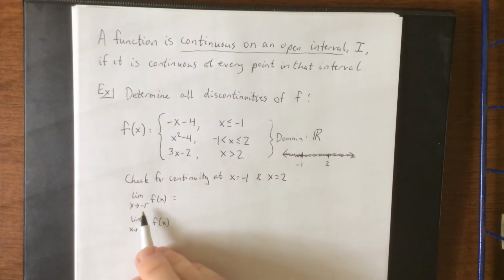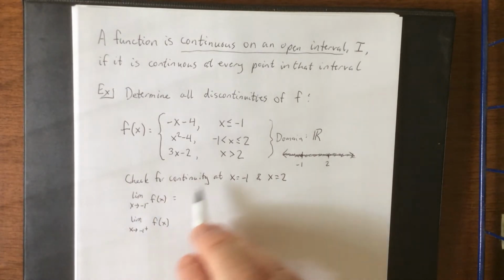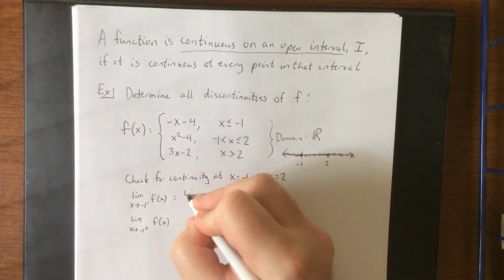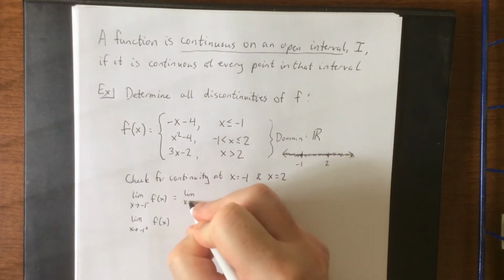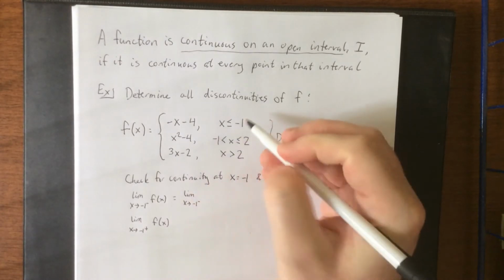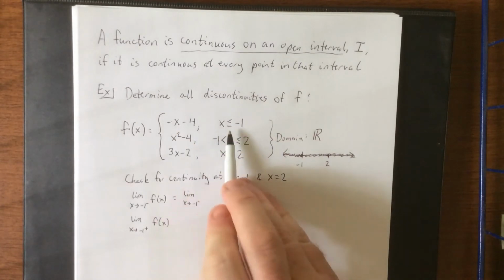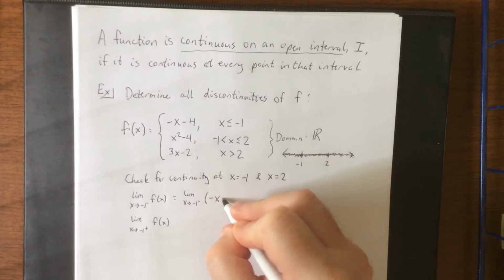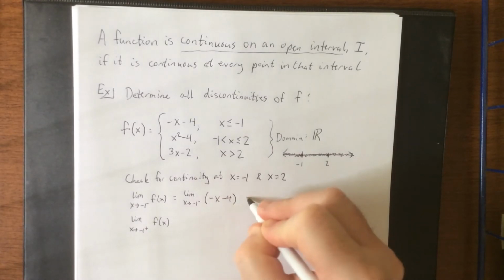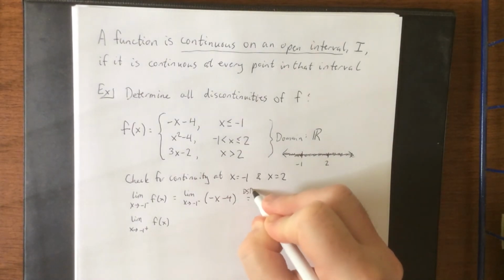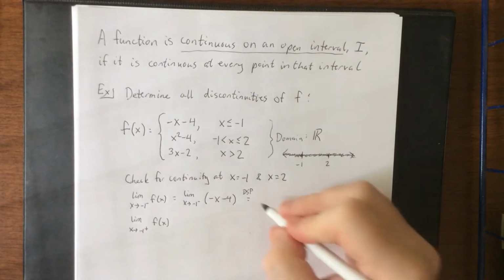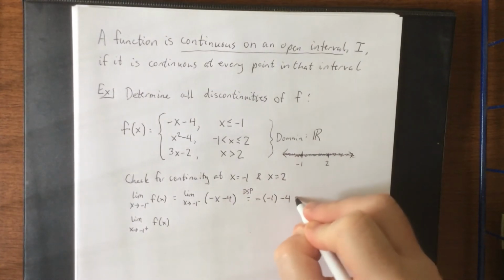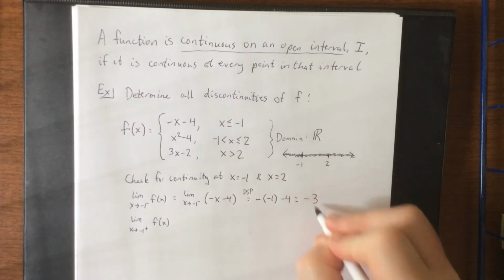Now when we say negative 1 from the left, we're referring to values that are less than negative 1. So this would be saying take the limit as x approaches negative 1 from the left of the rule that we use for x being less than negative 1. So that'll be negative x minus 4. In this form, we can use the direct substitution property to say that this would be negative 1 minus 4, or 1 minus 4, which is negative 3.